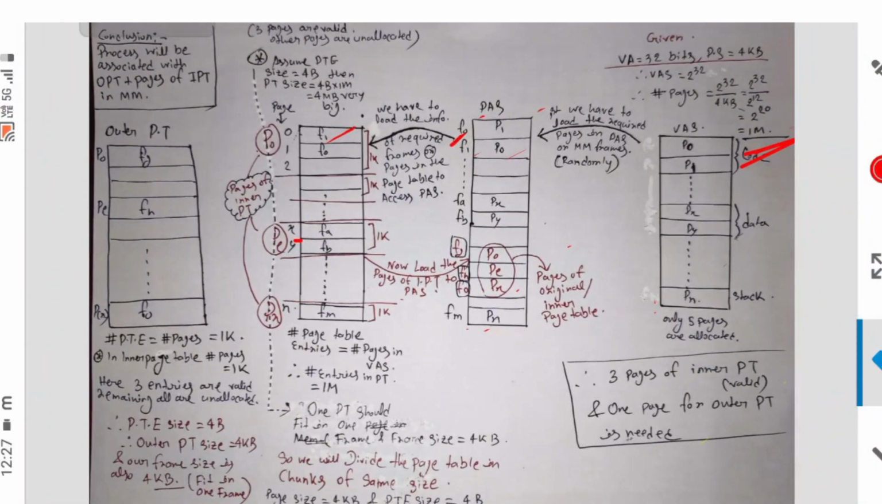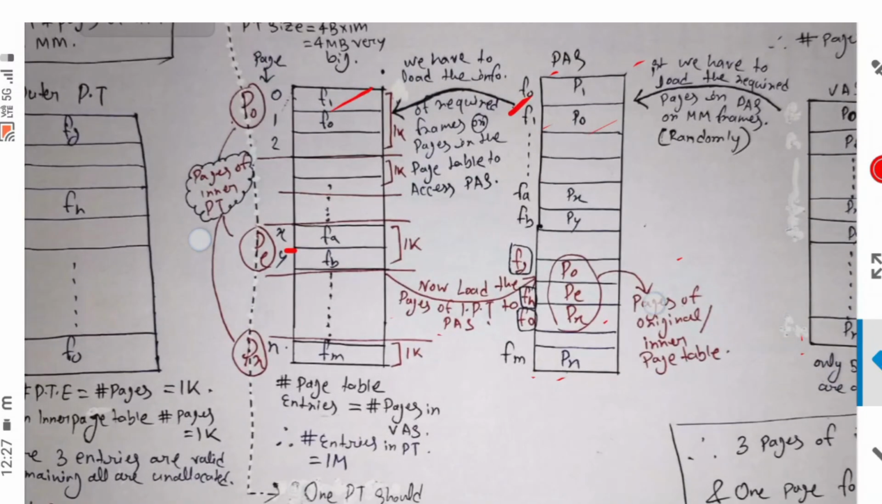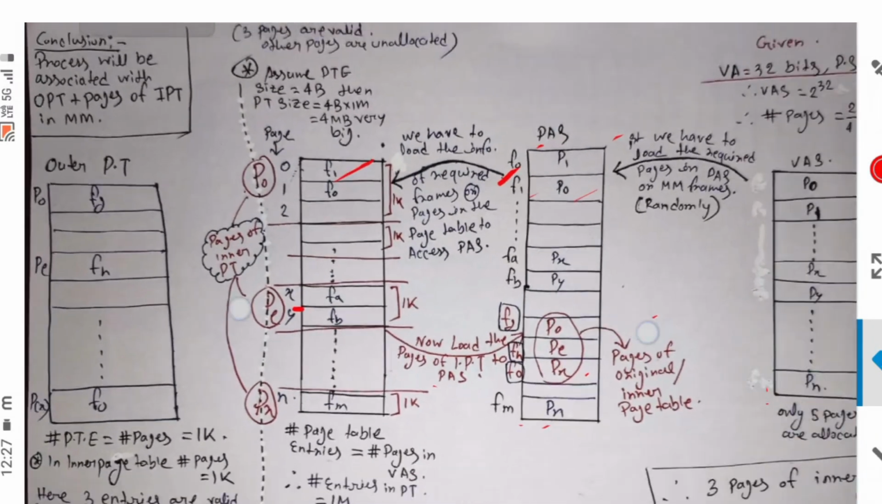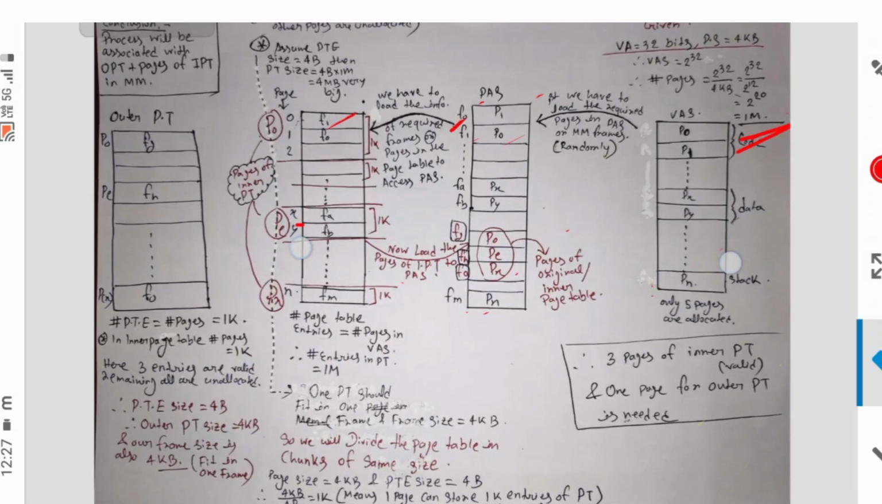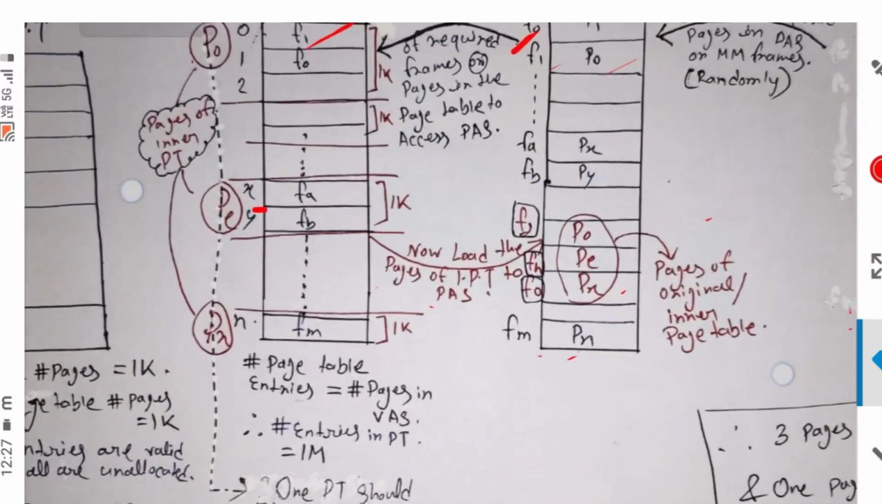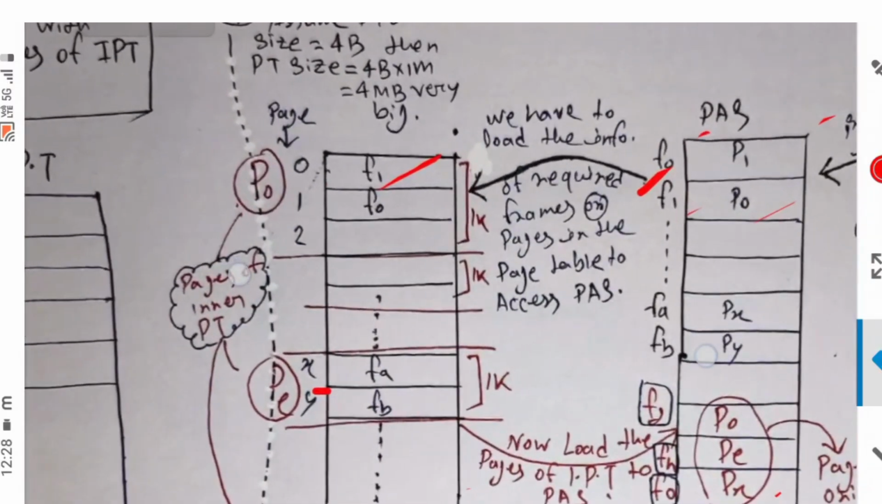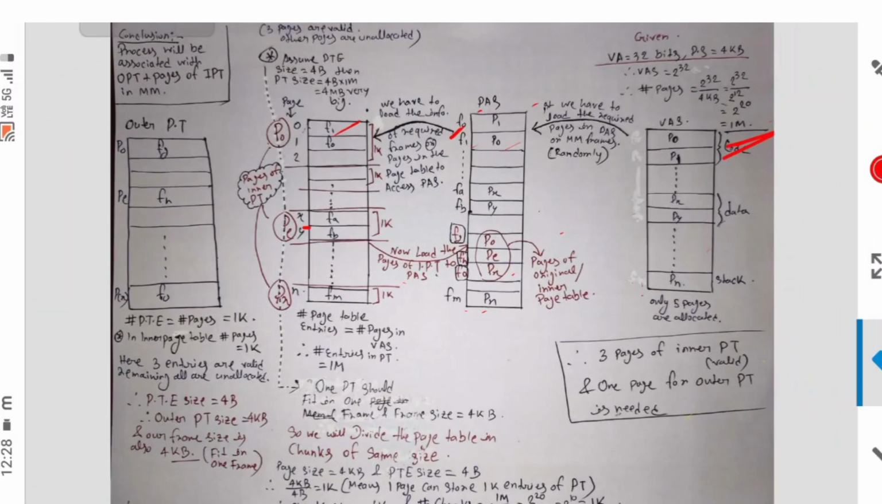And one page table should fit in one page or one frame, as page size equals frame size. One frame is 4 KB and the page table size is 4 MB. So the page table is bigger than one frame.